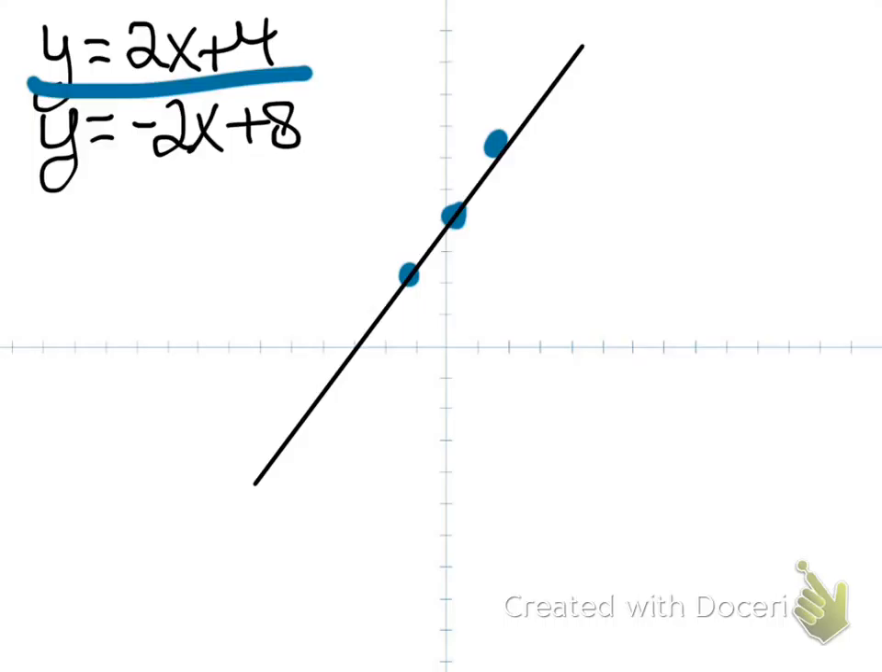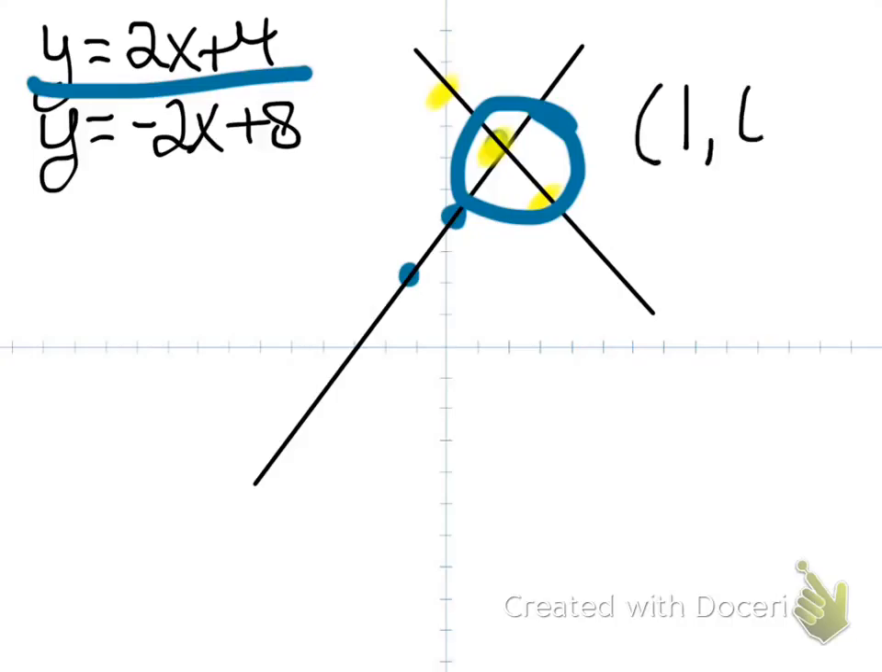Alright, and then our next equation starts at positive 8. So up 5, 6, 7, 8. And then from there we're going down 2 and to the right 1. And so when you create your second line, you can see that these two equations are intersecting at this point right here. And on your graph, you should notice that that point is the coordinate 1, 6.